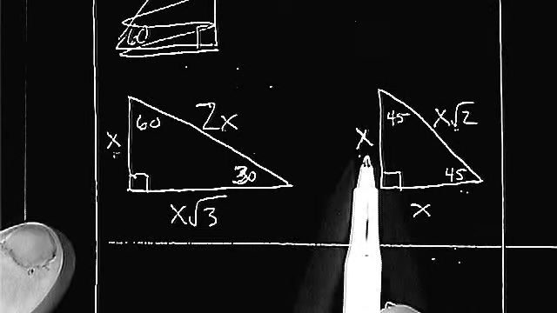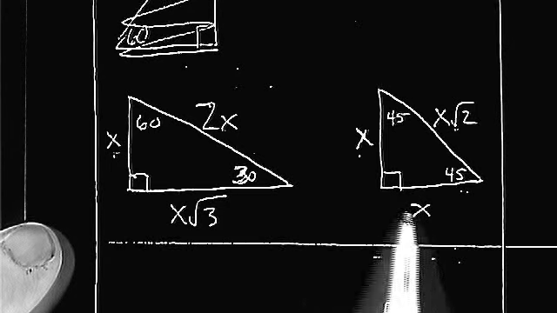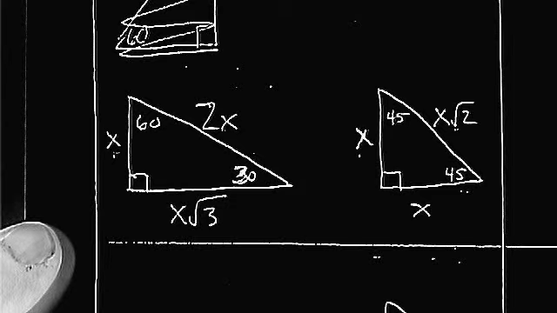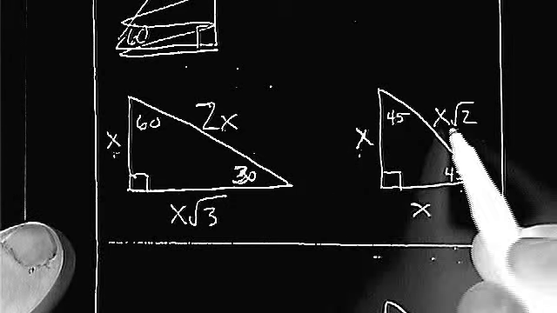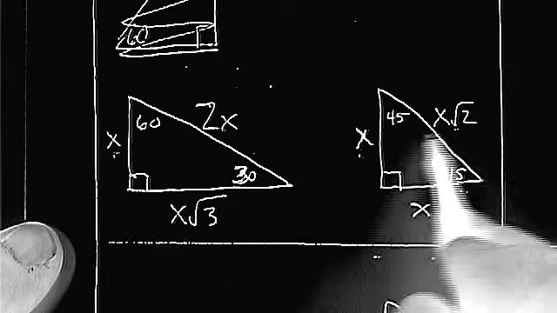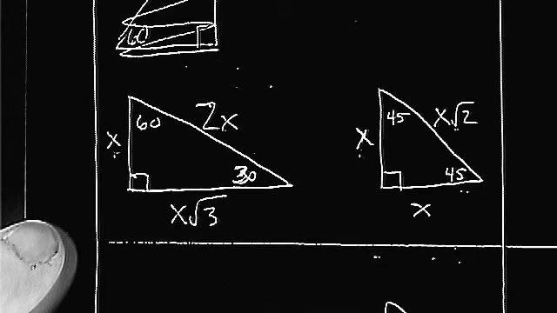Same thing with the 45, 45, 90. Both side lengths are the same because it's an isosceles triangle. And to go from the side length or the leg length to the hypotenuse, you multiply by radical 2. Likewise, going backwards would be division.